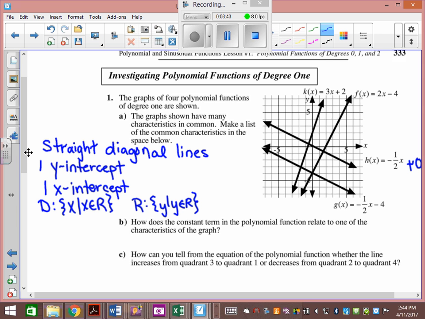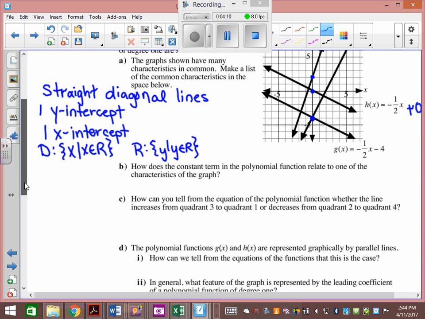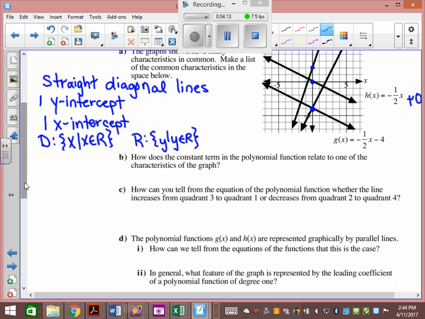In grade 10, you learned there's a form y equals mx plus b, right? These are all the b's. What is the b in that equation? Yeah, the y-intercept. So if you look here, this is a +2. It has a y-intercept at +2. This one's constant is -4. It has a y-intercept at -4. This one's constant is 0, y-intercept at 0. This one's constant is -4, and it has a y-intercept at -4. So actually, the constant term of this polynomial relates to the y-intercept. The constant term is the y-intercept.